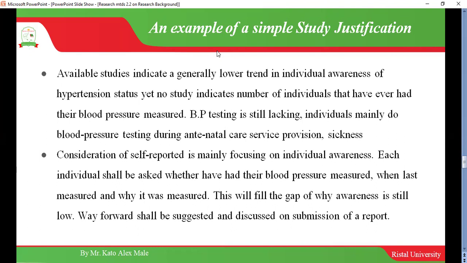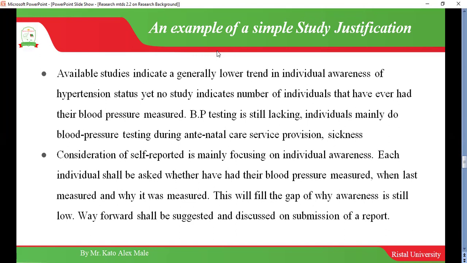Then an example of a simple justification. This example is also obtained from the exam that we began with. Available studies indicate a generally lower trend in individual awareness of hypertension status. Yet, no study indicates the number of individuals that have ever had their blood pressure measured. These studies give the prevalence, but they don't indicate that the person has had at least one blood pressure measurement.